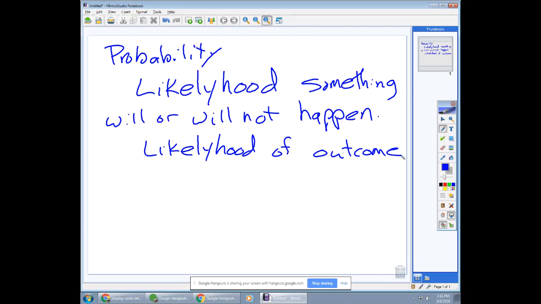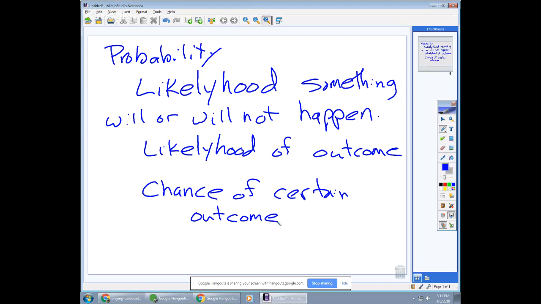Okay, not got anything different. I just put chance instead. You use the word chance. I said the chance of getting a certain outcome. Okay, so they all have similar things.